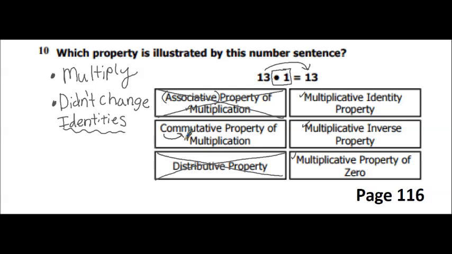Commutative has to do with moving or commuting things. So we are moving or switching places when we're commuting. And that's not what's actually happening here. The most important thing is that we're multiplying by 1 and not changing the identity. Inverse is when we flip things, and it doesn't look like we really flipped anything in this example. And the multiplicative property of 0 is when I multiply by 0. I'm not multiplying by 0, I'm multiplying by 1. So we are going to get rid of the multiplicative property of 0, and this answer is the multiplicative identity property.